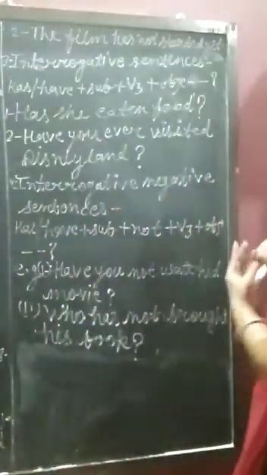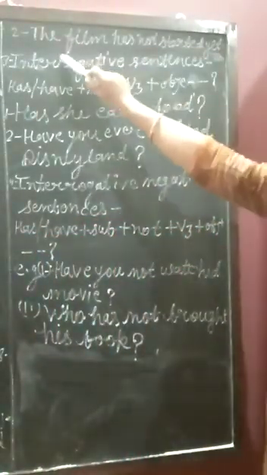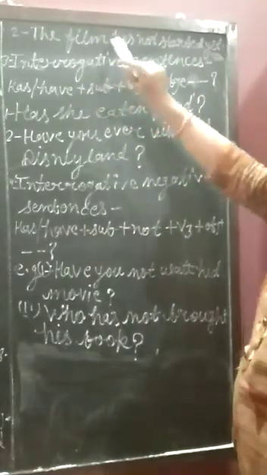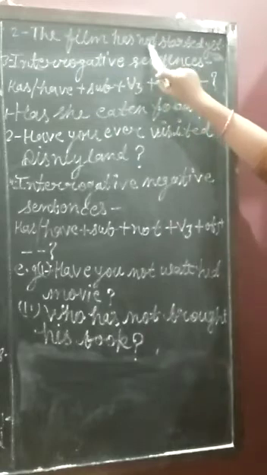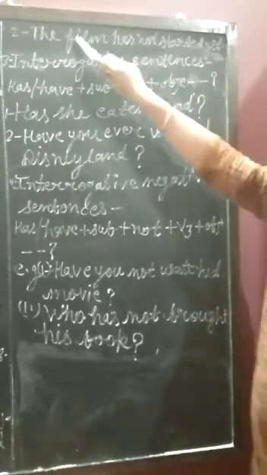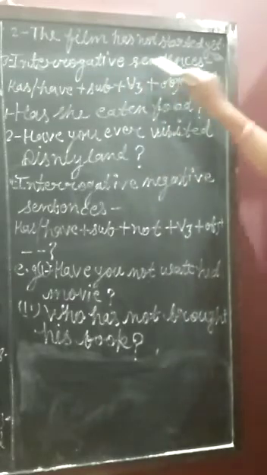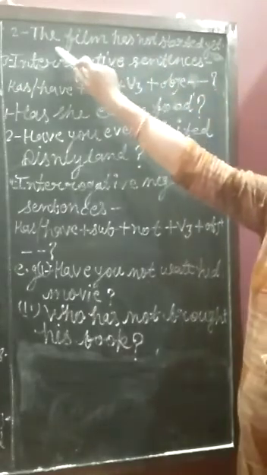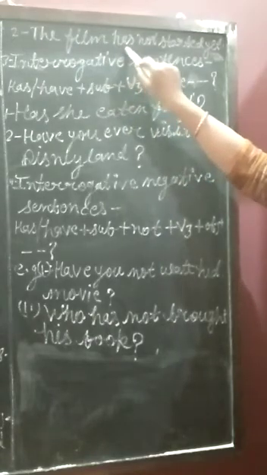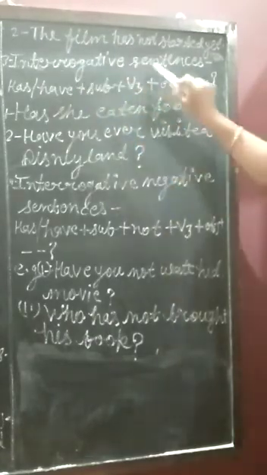Another example of a negative sentence. The film has not started yet. The film is a subject, has is a helping verb, not is used for negative sense, started is a verb's third form, yet is an adverb. The film has not started yet. Film is a singular subject, third person singular. So what helping verb do we use here? We use here has.